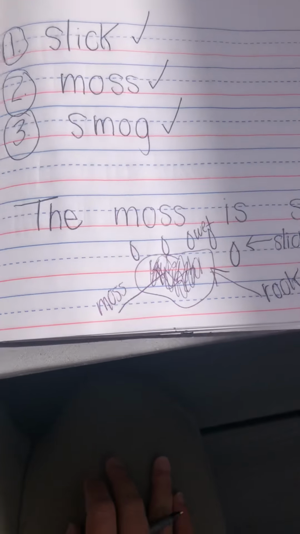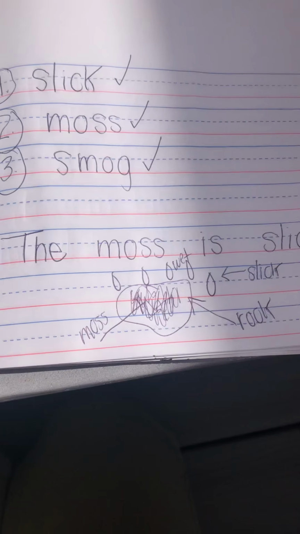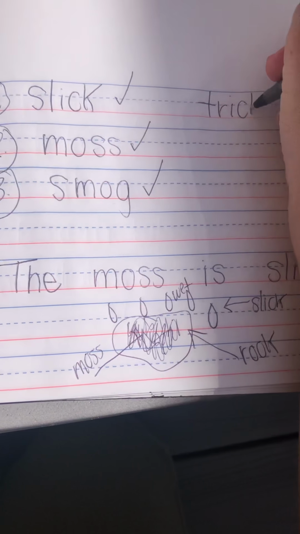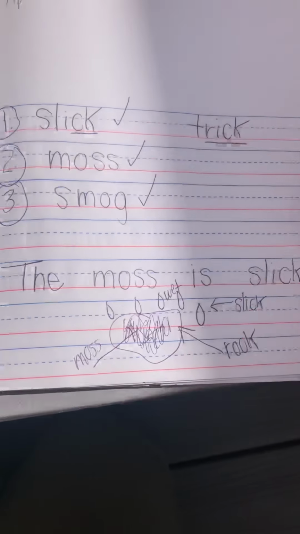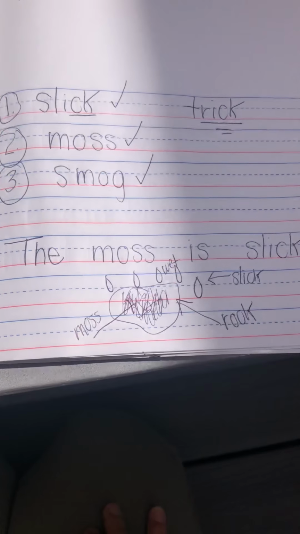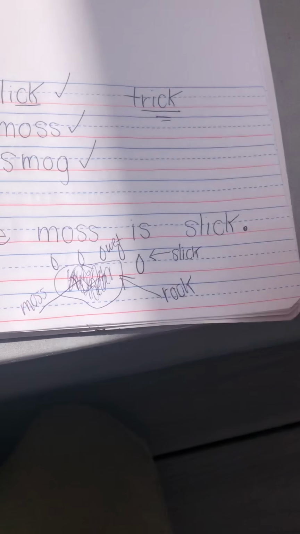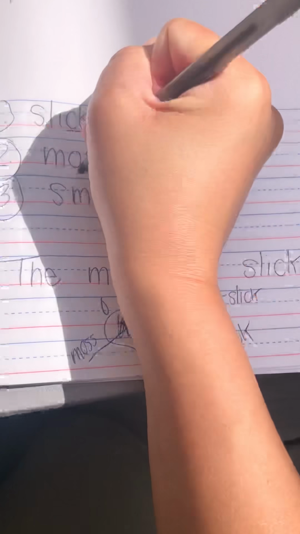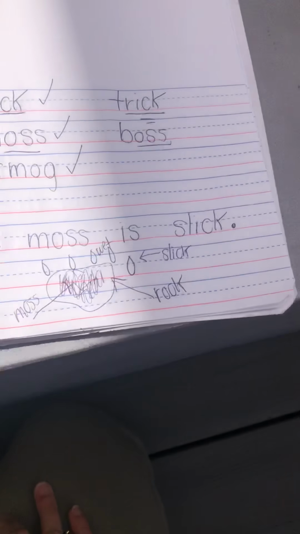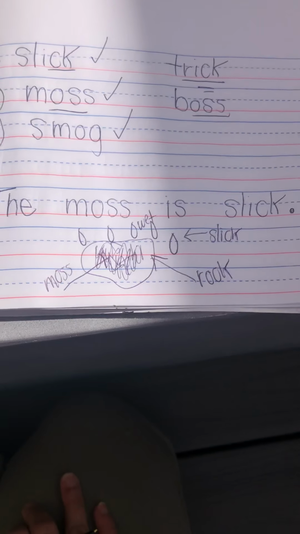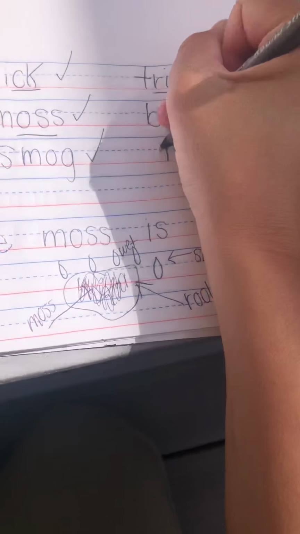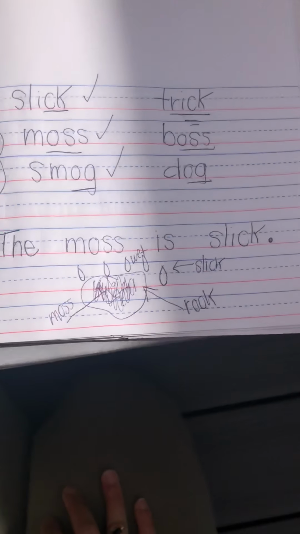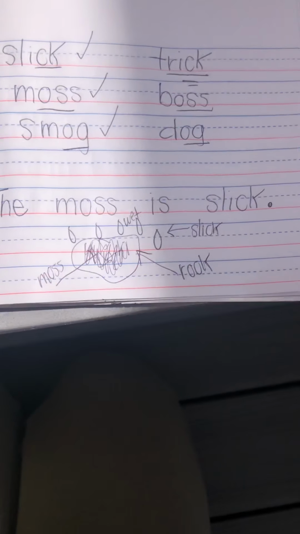If you are up for a challenge, you could write some rhyming words next to your words. So slick, maybe trick. They have the same ending sound, that same I-C-K. Moss, maybe boss, like a boss baby. Moss, boss. They have the same ending sound. Smog, maybe dog. Oh, they both have OG at the end. So if you're up for a challenge, go ahead and write those rhyming words now.